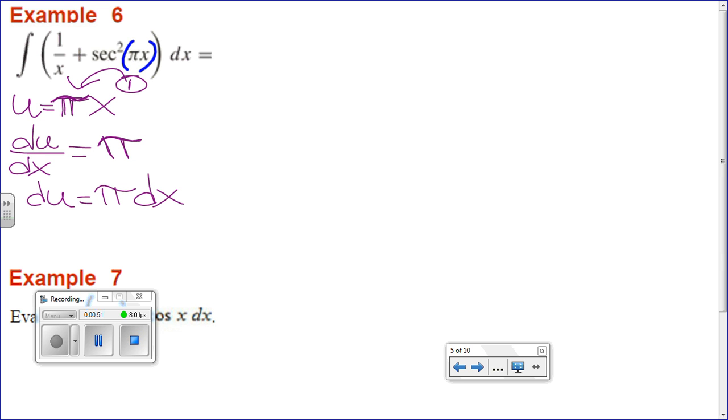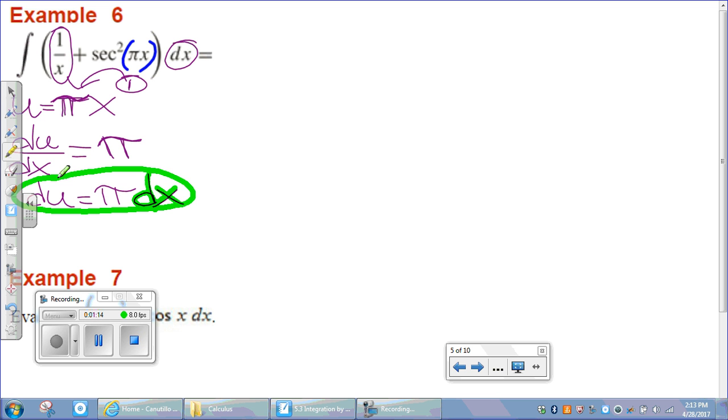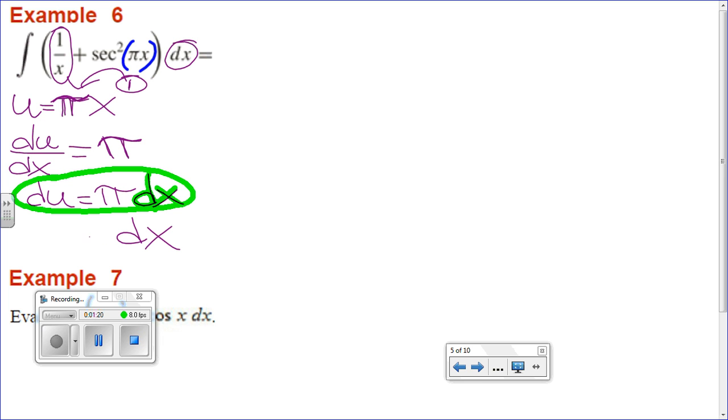Okay, so if you look at the problem, what we need is somehow 1 over x, and we also need dx. From what we have here, pi is not going to be what we need. We only need dx. So I'm going to solve for dx. That's going to be dx is equal to du divided by pi. Why is it divided? Because pi is multiplying dx, so if we take it to the other side, we do the inverse operation.